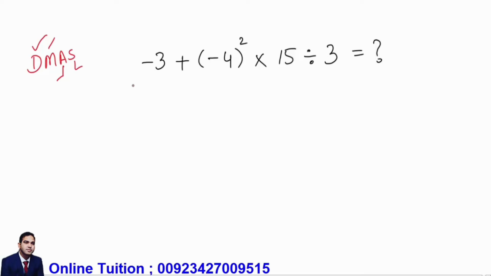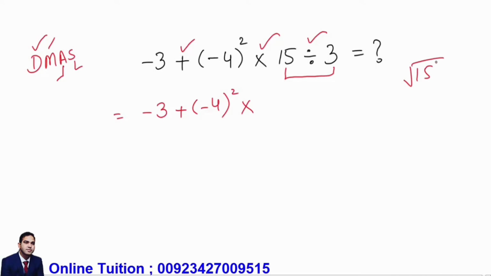So in this question, this is the plus sign, this is the multiply sign, this is the divided sign. So first of all, divide 15 by 3. So start. Negative 3 plus negative 4 whole square multiply 15 divided by 3. 3 5s are 15. So your answer here is 5.